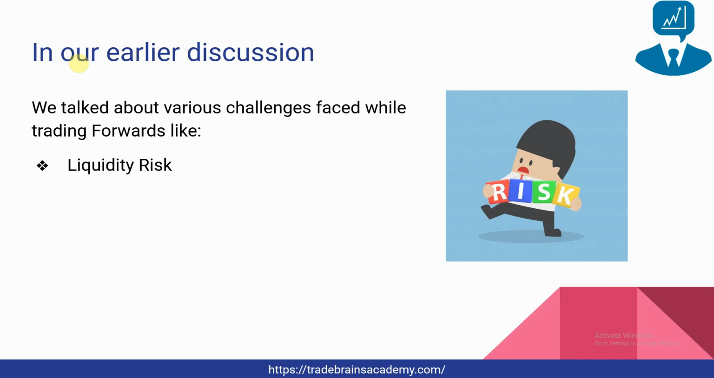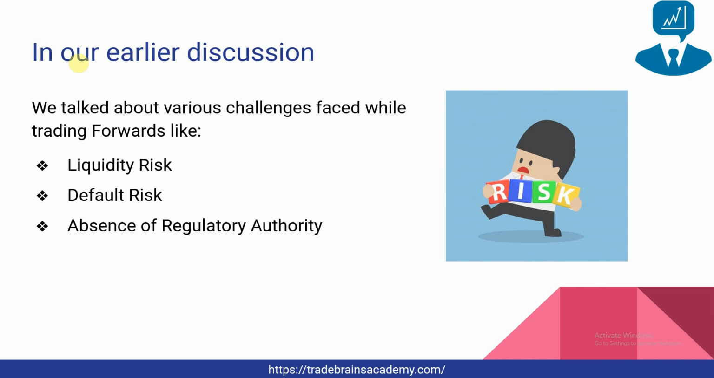The challenges were liquidity risk, that is, finding a party willing to take the opposite direction to our views. Default risk was another bigger factor because it's an OTC agreement, so there was no regulatory body to govern the forward contract, and default became a major factor. As we have been mentioning regularly, forward contracts don't have any regulatory authority. There is no one governing them, so that was one issue you had to face if you had to figure out the rules and regulations regarding forward contracts.